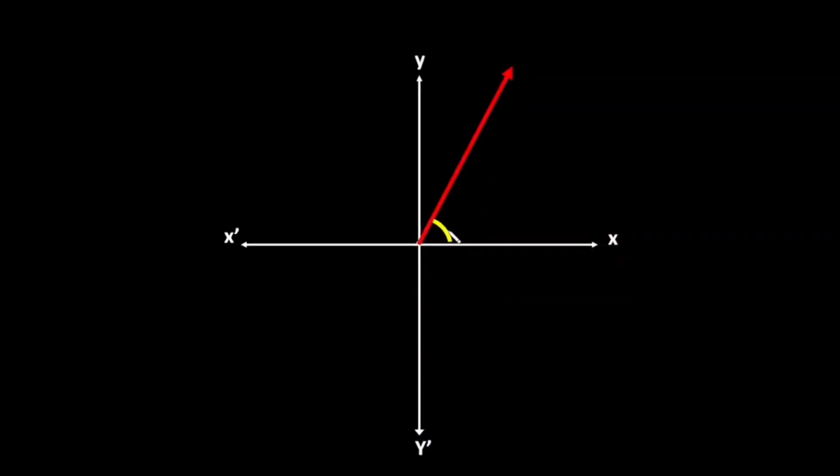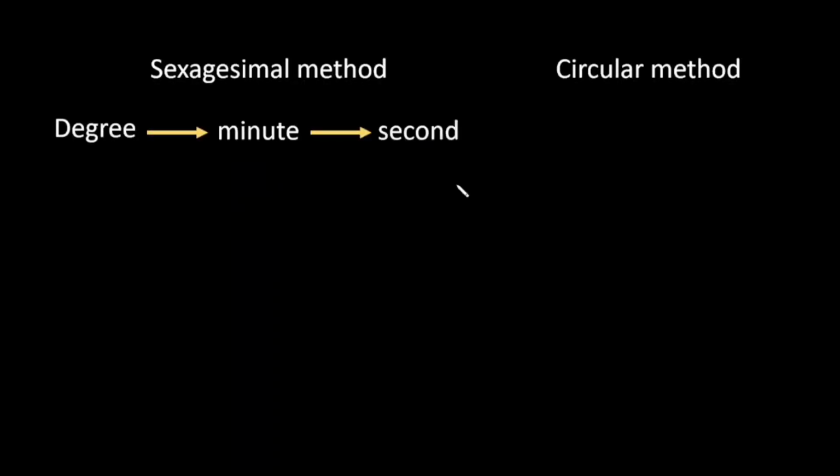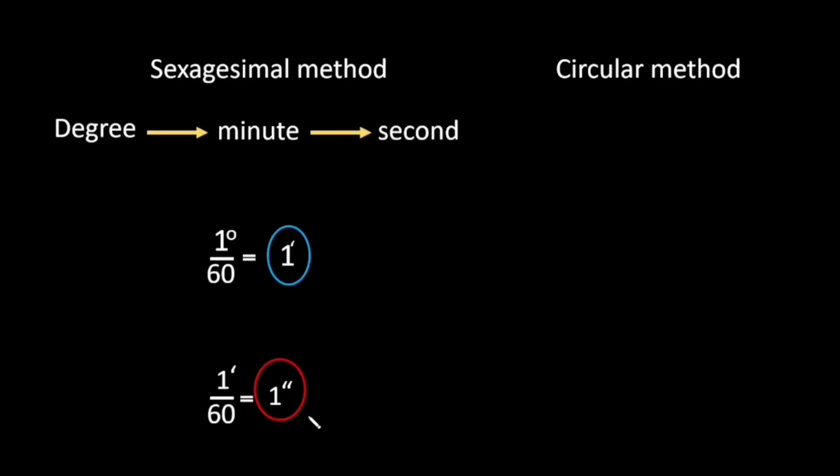We can measure an angle in two methods. One is the sexagesimal method and the other one is the circular method. In the sexagesimal method, an angle is measured in degree and the smaller units are minute and second. When we divide 1 degree angle into equal 60 parts, then one very tiny part of that angle is called 1 minute angle. And when we divide 1 minute angle again into equal 60 parts, then one very tiny part of that angle is called 1 second angle.